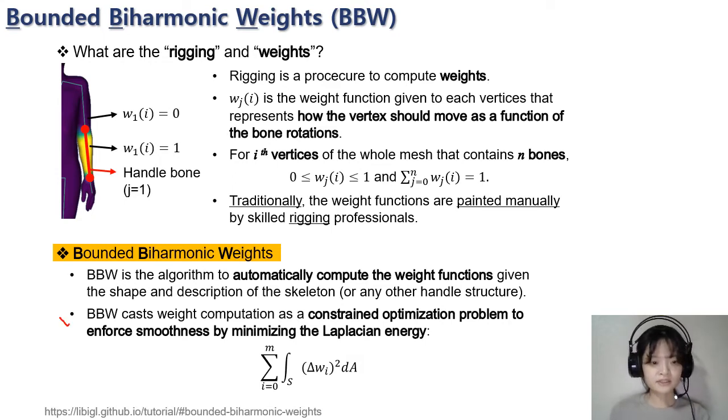As written here in the second bullet, BBW is a constrained optimization problem to enforce smoothness, which seems a bit complicated, but the concept is pretty simple. If we provide a skeleton structure like this green line here, this works as the constraint with the weight of 1. Then the program spreads the weight to neighboring vertices so that the vertices are automatically colored as shown in this picture.